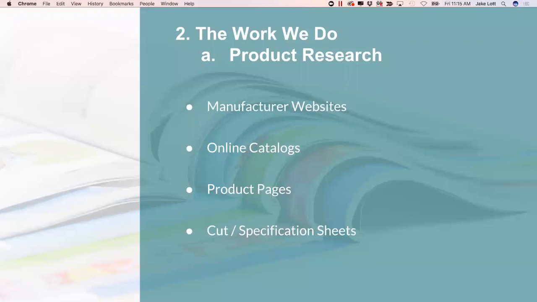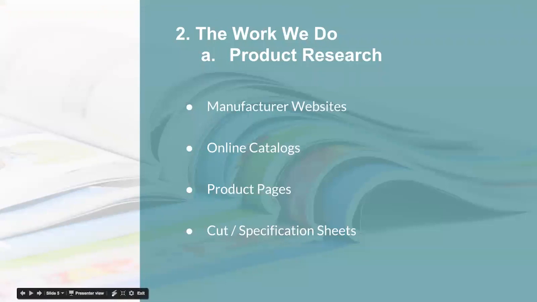There we go. So we're going to start with the product research that we do behind the scenes. So we go and look through manufacturers' catalogs, whether they be online or hard copy that they send us. We navigate the websites to find the specific products, and then we typically utilize the cut sheets or the specification sheets ongoing for when there's data that we need to change or refer to.